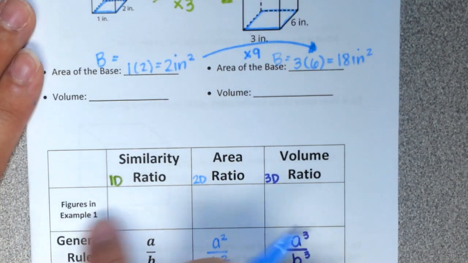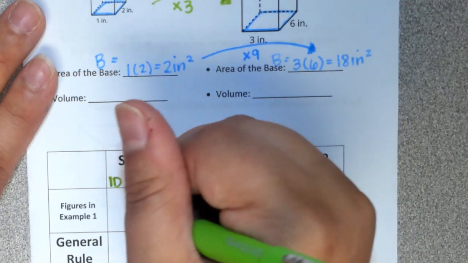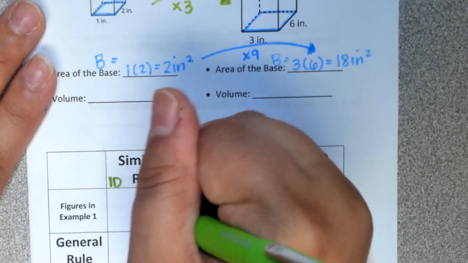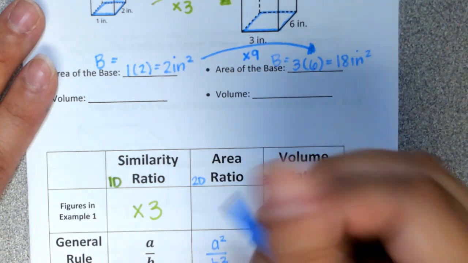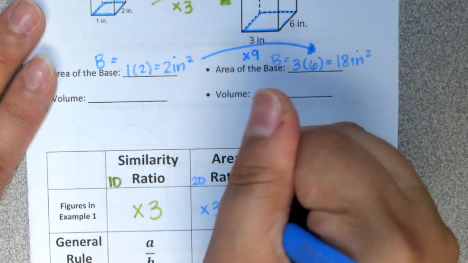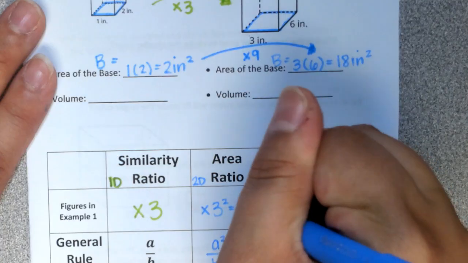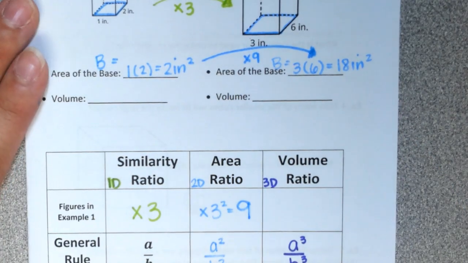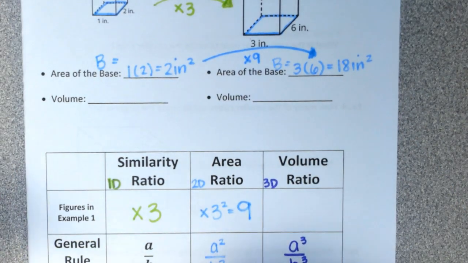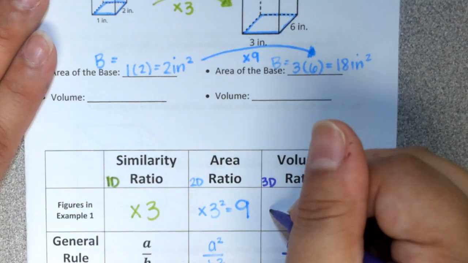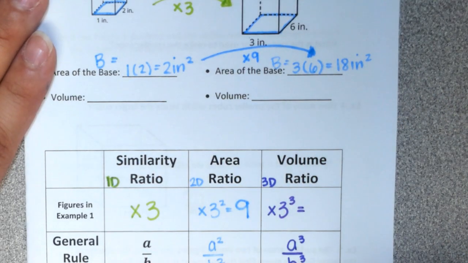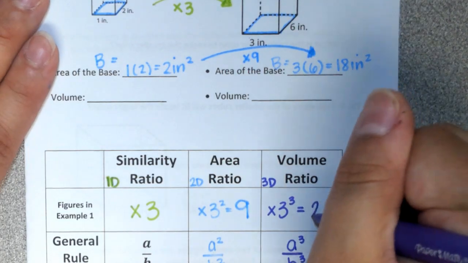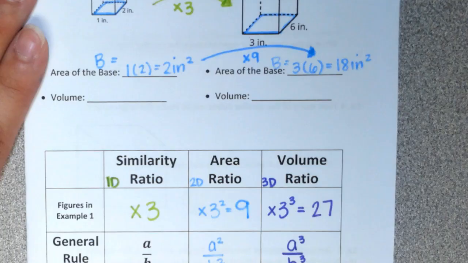So let's go back to this chart. This is for example 1. The similarity ratio, my scale factor, was times 3. My area ratio is times 3 squared, which is 9. Is that true? What do you think is going to happen to my volumes? Times 3 cubed, which is 3 times 3 times 3, 27. Let's see if that's true.